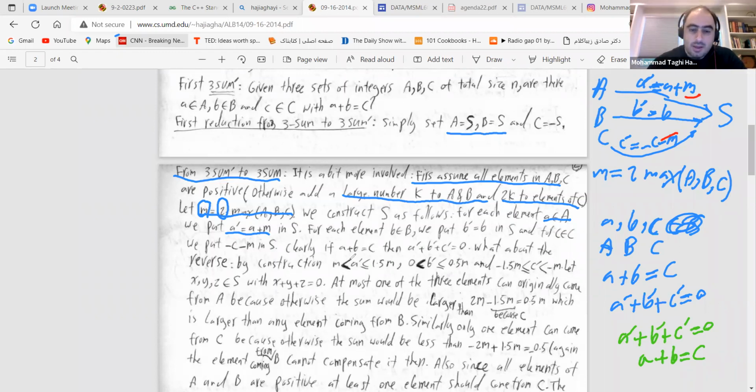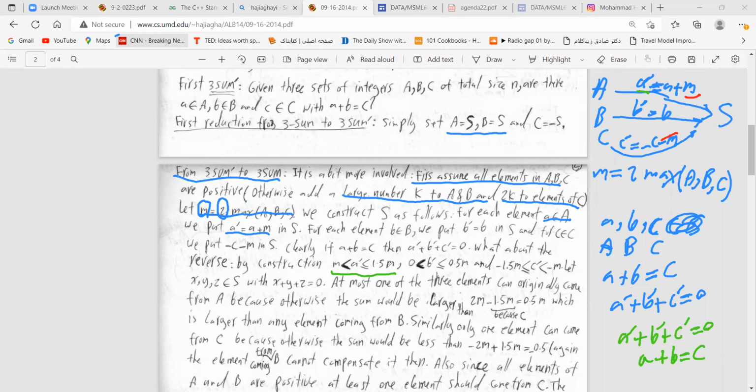So this is a very important property. Note what property we have. We know that the A prime that we have created is always between m and 1.5m. Why 1.5m? Please unmute and answer. Because you took m to be 2 times the max. Exactly, because it's 2 times the max.